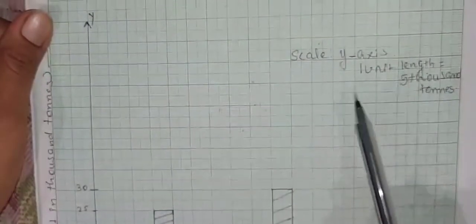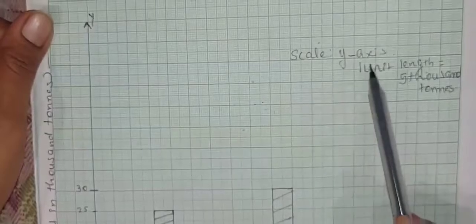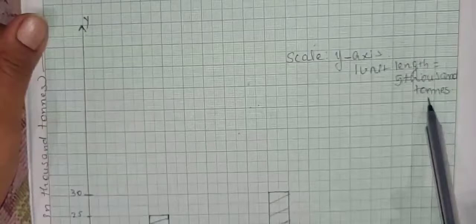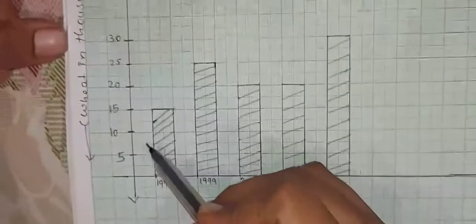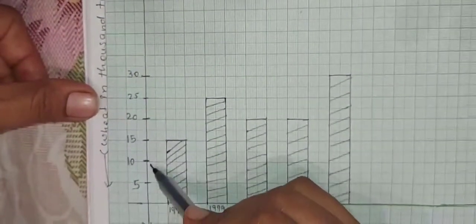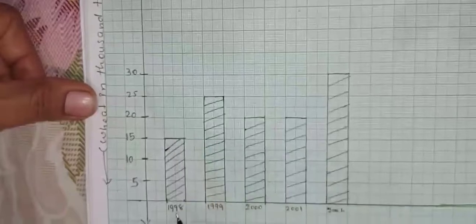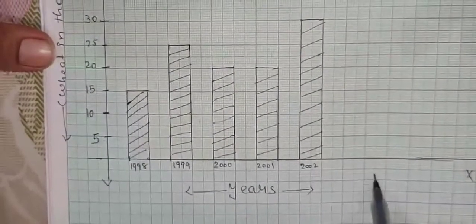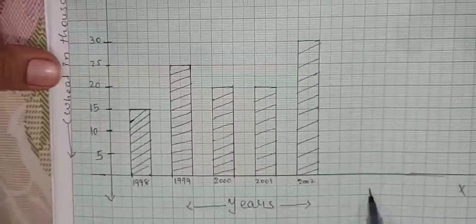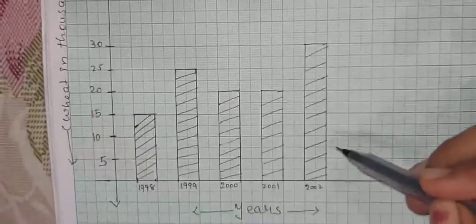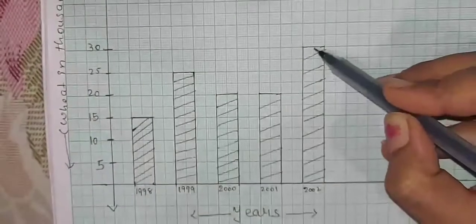So students, in this bar graph, scale is given on the y-axis: 1 unit length equals 5000 tons. So let us see the bar graph picture. Here on the y-axis you can observe that 1 unit length equals 5000 tons is the scale. And here on the x-axis, years of wheat production are given. So first question was the wheat production maximum year.